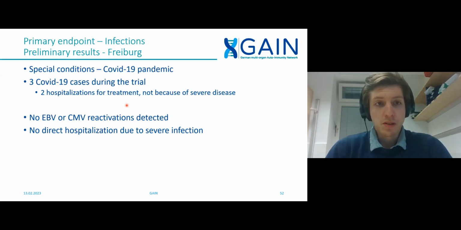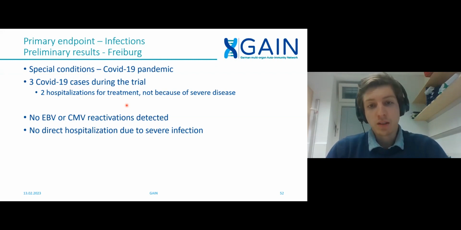As was mentioned in the previous talk, we also suspected that EBV or CMV reactivations might occur in these patients during the treatment. However, we didn't measure any reactivations during the course of the trial. And we also couldn't see any severe infections in these 13 patients during the trial for which they needed to be hospitalized.